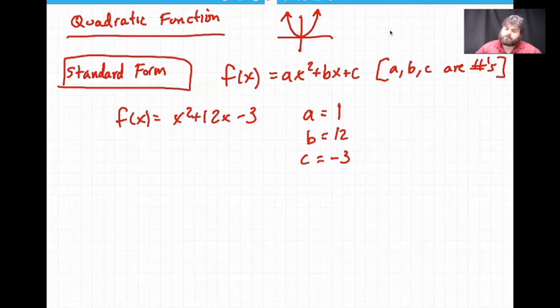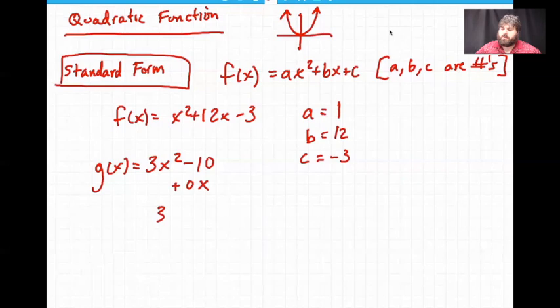Okay, so be aware that there's things where you might have, let's say, g of x equals 3x squared minus 10. Okay, what is a? A is 3. What is b? B is 0. A lot of people are going to say, oh, b is negative 10. But remember, b is the number that is with the x. So it's almost like if we added a 0x to that, that wouldn't change it, right? If I rewrote this as 3x squared plus 0x minus 10, now I can see a, b, and c. So sometimes you'll be missing a term.